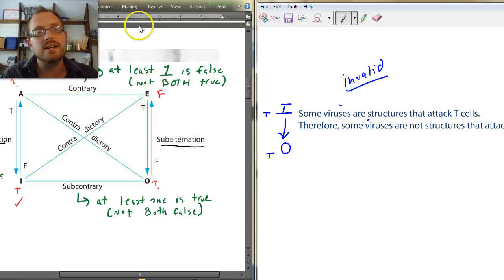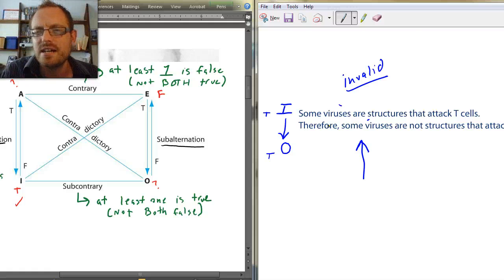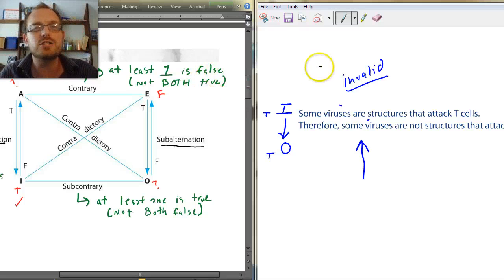So you can see here how the square of opposition can really give me a good handle on assessing these sorts of immediate inferences and eventually arguments in the fuller sense. Because think about it for a moment. Imagine I was at a university lecture, taking a biochemistry class, and I don't really know anything about the subject, and the professor says some viruses are structures that attack T cells. Thus, some of the viruses are not structures that attack T cells. When I just hear that, it sounds logical, right? But now that we've actually evaluated it, it's not logical at all.